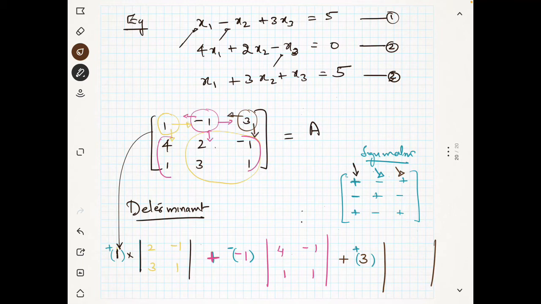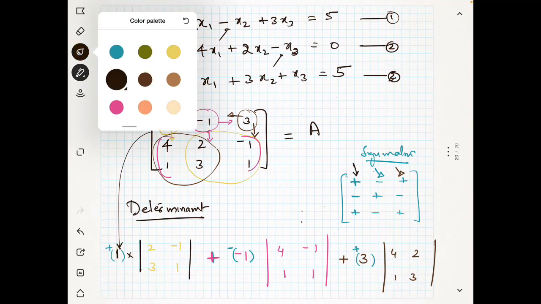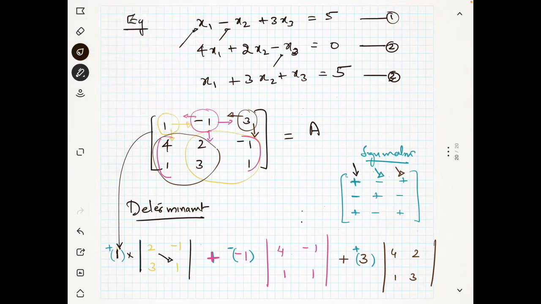So what is remaining? I have something remaining here. That means 4, 2, 1 and 3. Now you see here, this you know how to calculate, because you can cross multiply here minus this one. So 1 into, so this is the determinant. So the determinant of A is represented like this.